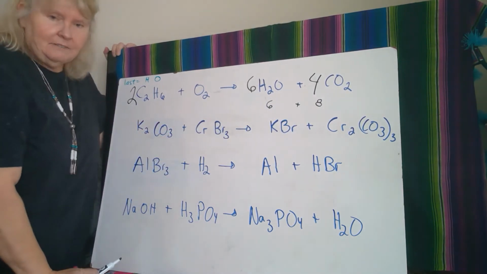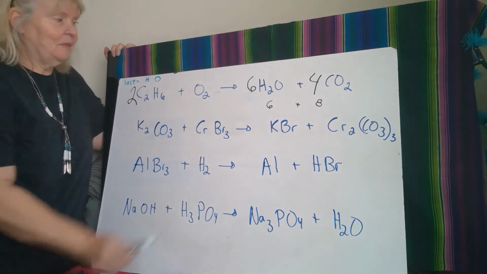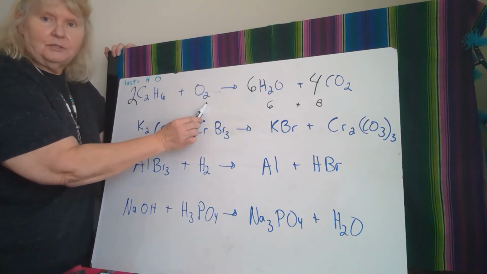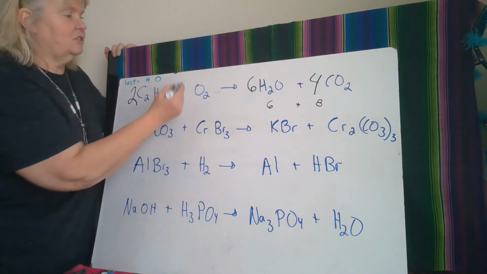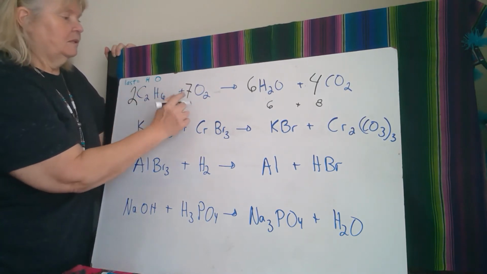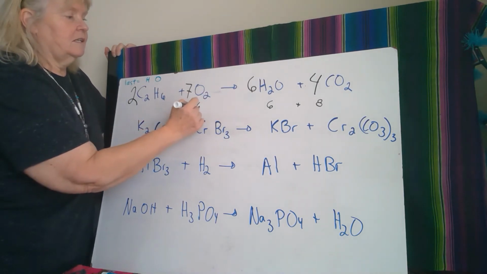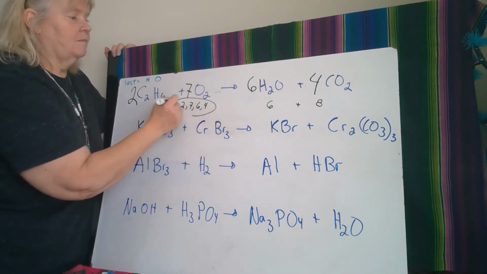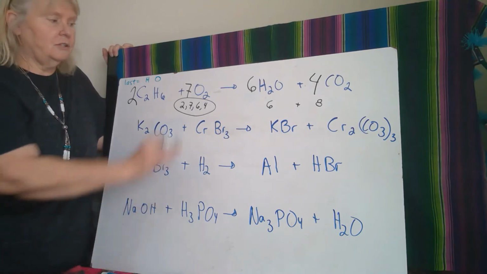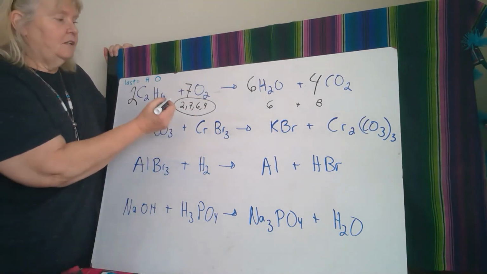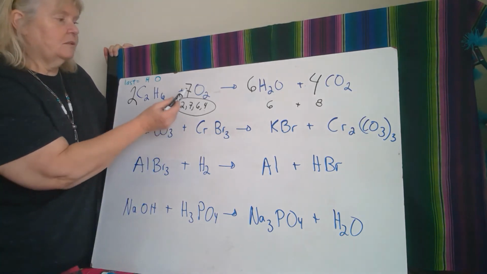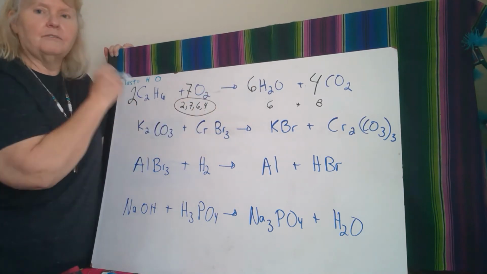6 plus 8. If I can do math in my head, that should be 14. So how do I make 14 oxygens here? Some number times 2 would give me 14 atoms of oxygen. I'm going to put a 7. Now my coefficients are going to be 2, 7, 6, and 4. On the quiz, some of these will ask you what the coefficients are. So you're going to have to work them out on paper and then look at your coefficients, and that's the answer you choose. These are the coefficients, 2, 7, 6, and 4 for this equation.